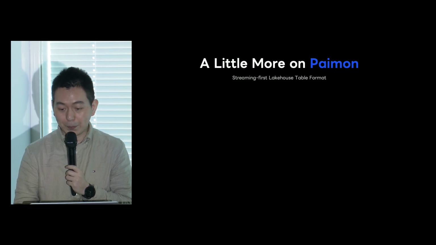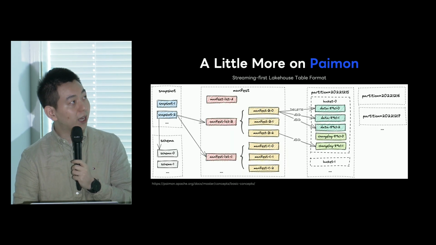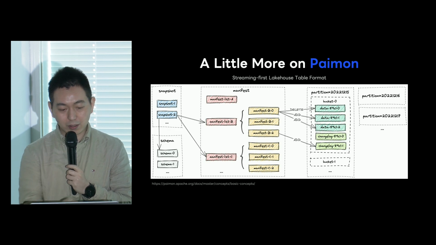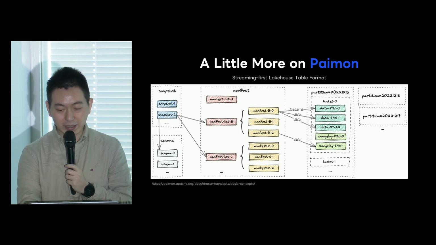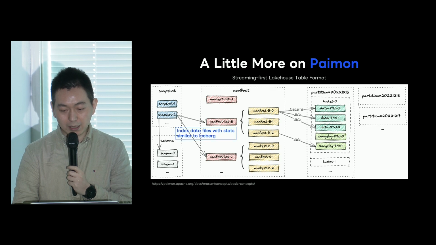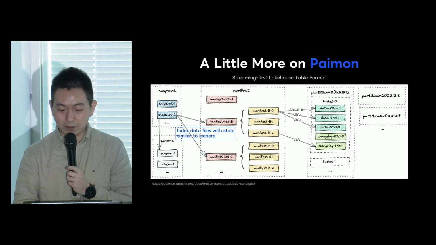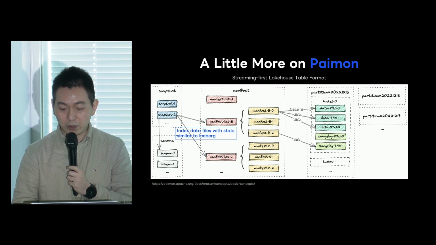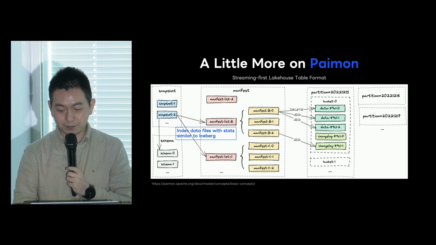Let's look at some details about Paimon, a streaming-first Lakehouse table format. Here is a file layout of Paimon from its official website. On the left are metadata files such as snapshot, schema, and manifest. On the right are data files organized by partition and bucket. So metadata is managed hierarchically through snapshot, manifest list, and the manifest file. And the data files are indexed with stats, similar to other Lakehouse table formats like Iceberg. Therefore, Paimon has Lakehouse features like predicate pushdown to support efficient queries.